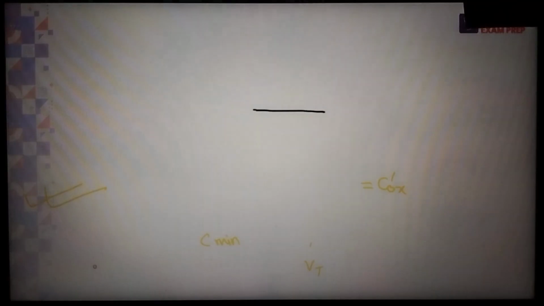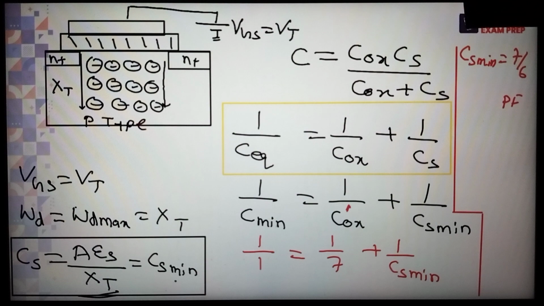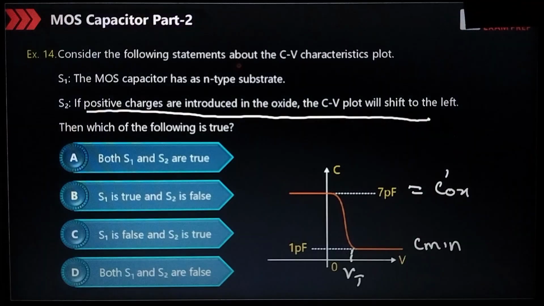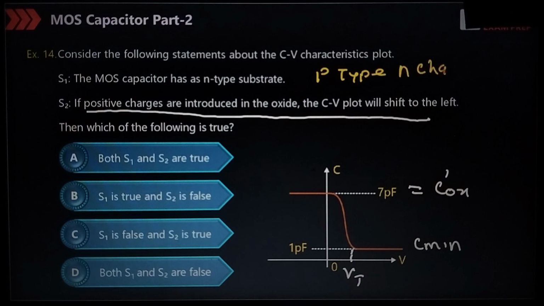Right? Any doubt? N positive. Body type is P type. Because the threshold voltage is positive. Right. Threshold voltage is positive, and that's why the body type is P type and channel is N channel. Channel is no doubt N channel. So this is not the correct answer.